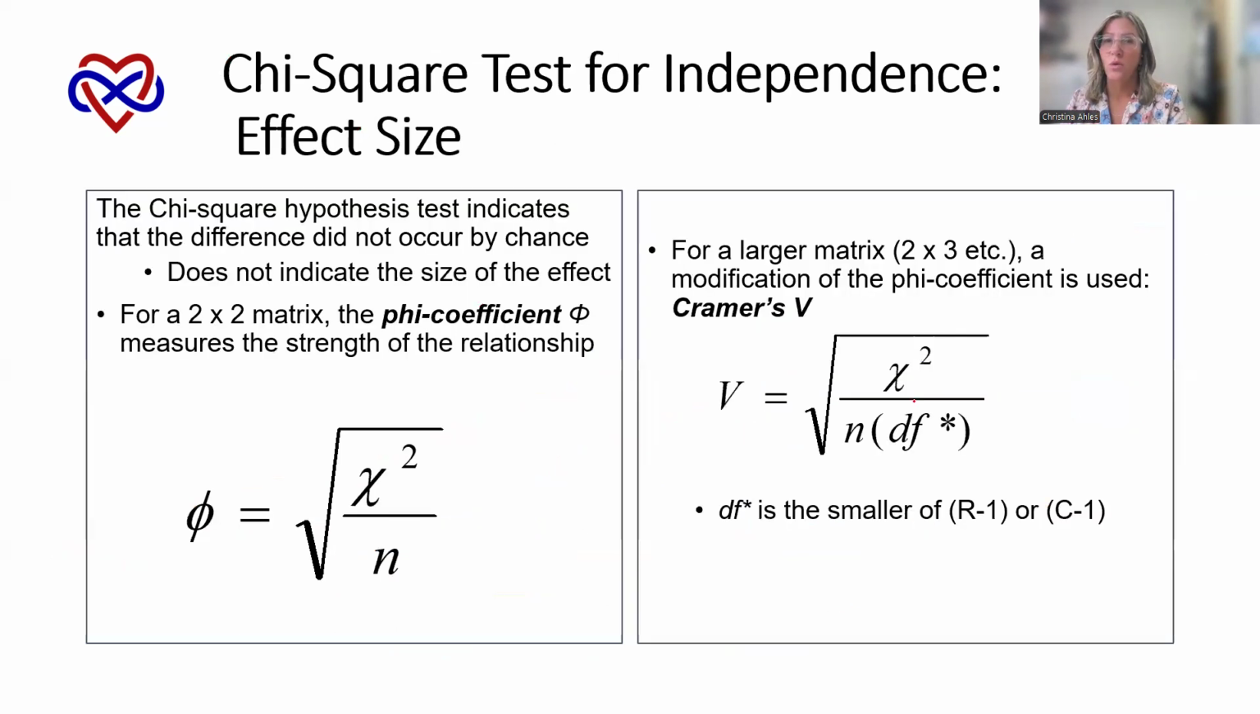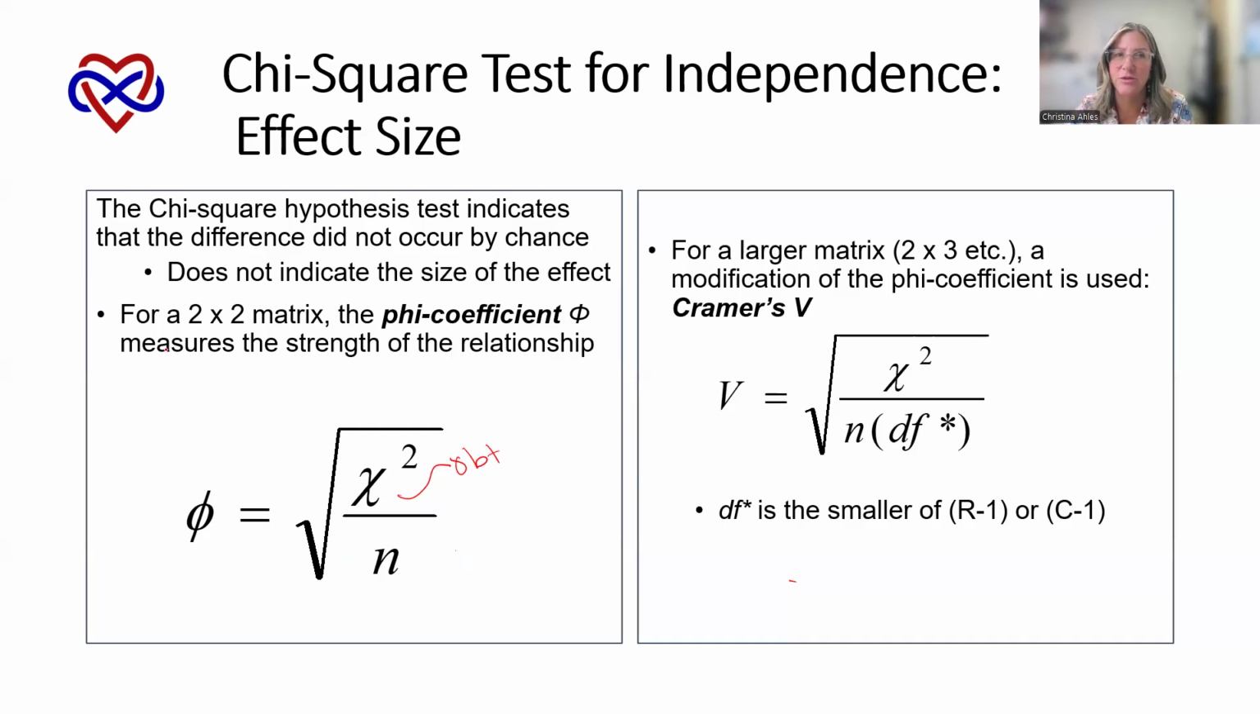There is actually an effect size with the chi-square test for independence. It's going to depend on how big your matrix is, basically meaning, do you have a 2 by 2 or a 2 by 3 or a 3 by 5, etc. If you have a 2 by 2 matrix, you're going to use what's called the phi coefficient. That is a measure of the strength of the relationship. The phi coefficient is chi-squared, that's your obtained test statistic, divided by n, and then take the square root.